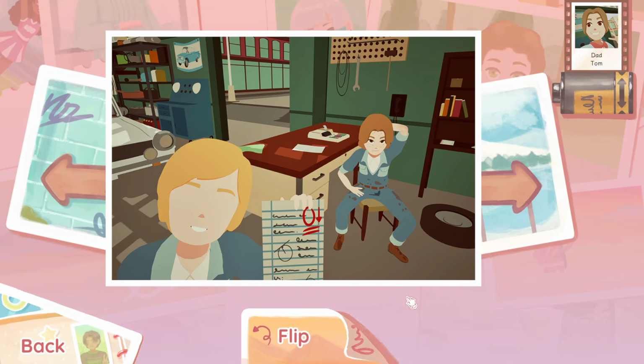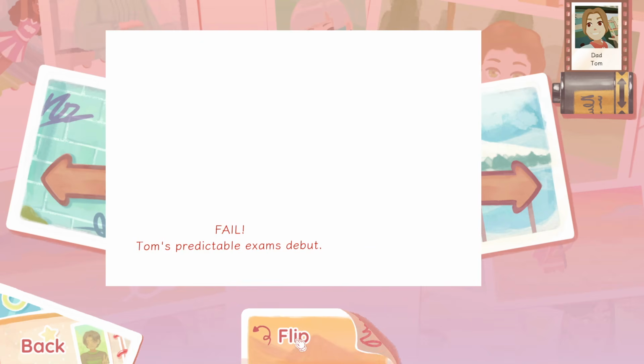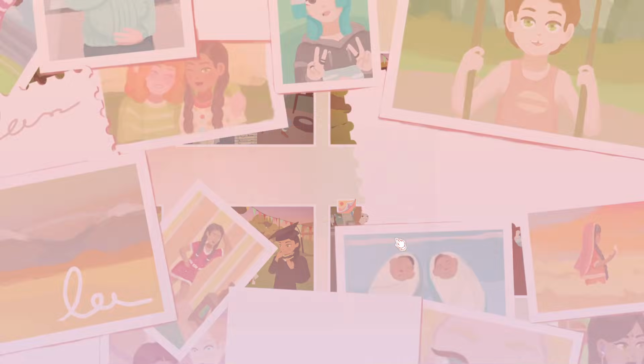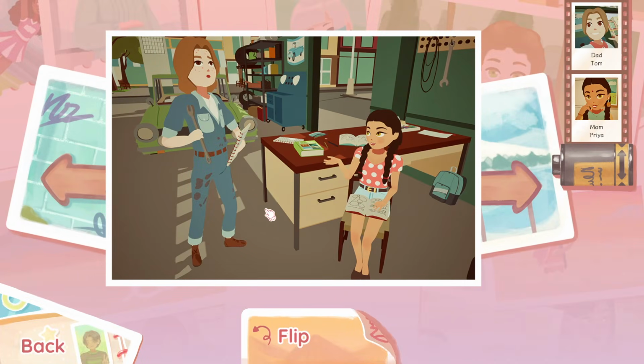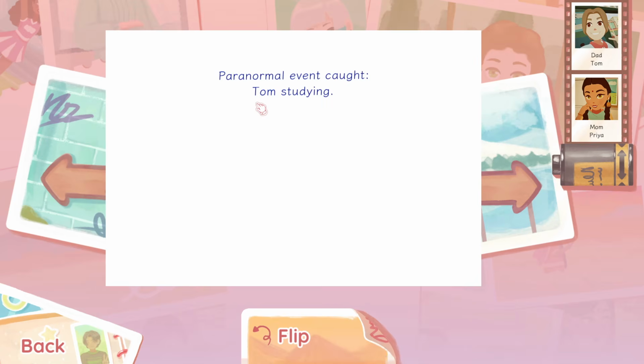We've also got multiple photos with notes on the back. So, test with a 0, by the looks of it. Fail, Tom's predictable exam debut. Right. Possibly my dad had to repeat a year or something. And then photo number 2 that's got some sort of a note on it. Tom, once again inside. Oh, did he meet my mom during some sort of tutoring? Paranormal event court. Tom studying. Okay, maybe some sort of tutoring, maybe just a classmate who was kind enough to help him.